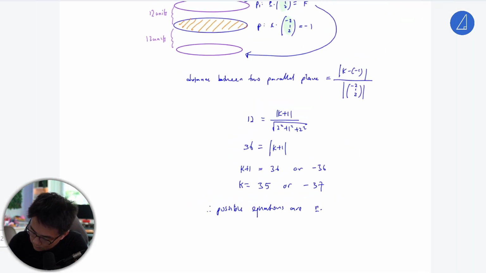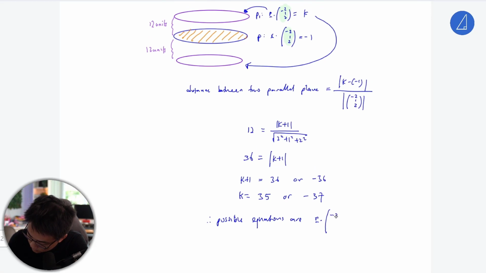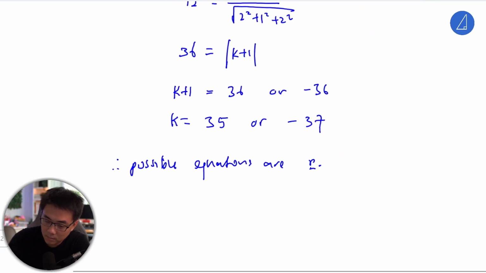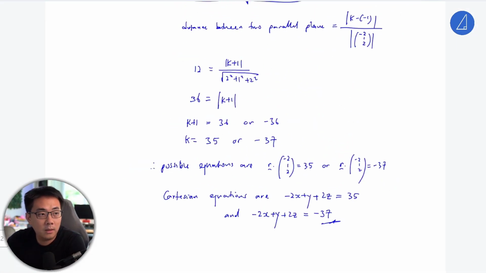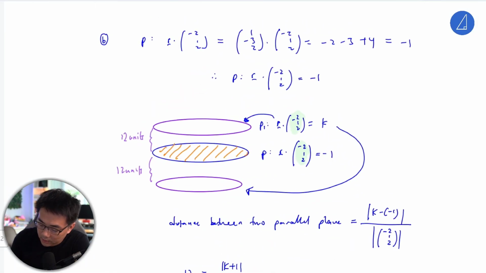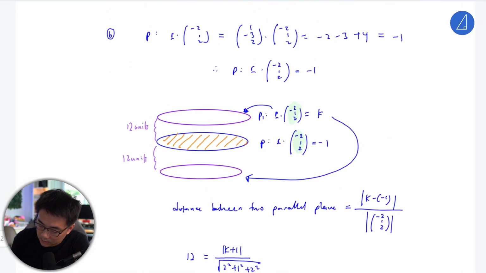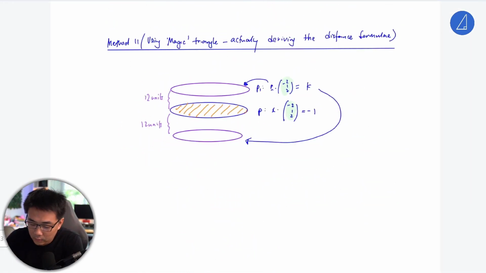R dot, okay, so this is it. You get the two possible equations. So you can just use the formula. I'll label this as method 1, using the distance formula method. If you use method 2, you don't really need to memorize because you're actually deriving the distance formula using the magic triangle. So I'm going to explain how you actually do that.